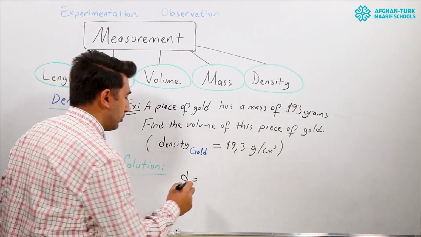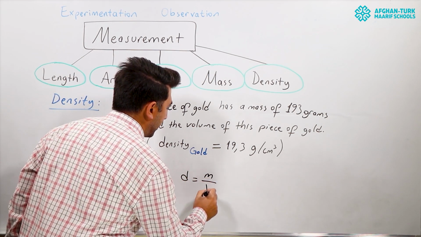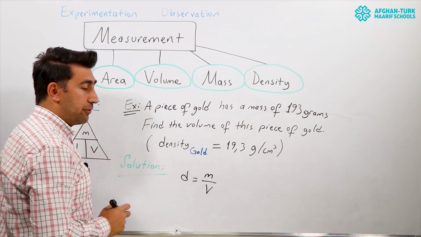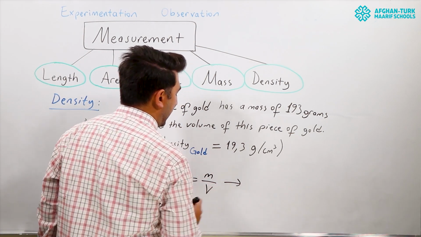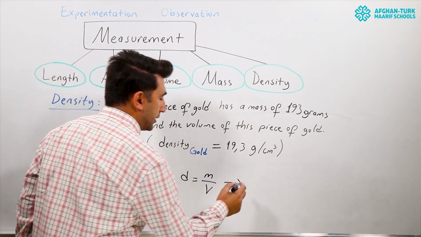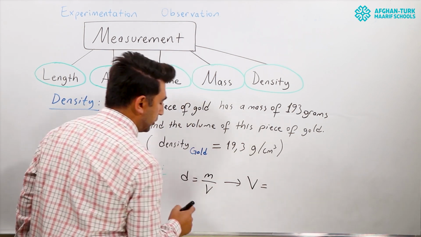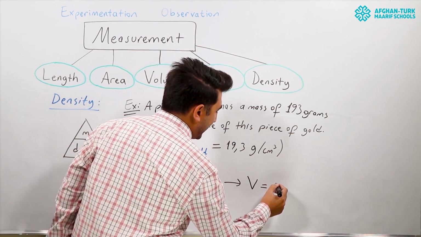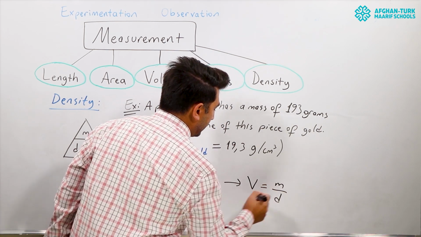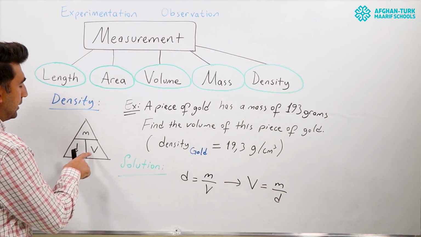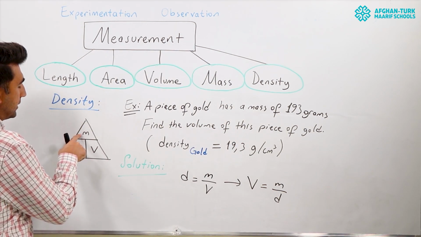First, I will write the formula. D is equal to mass divided by volume. I am trying to find the volume here. So I will extract volume from here. Volume is equal to mass divided by D. You can also find from this triangle, volume is equal to mass divided by D.